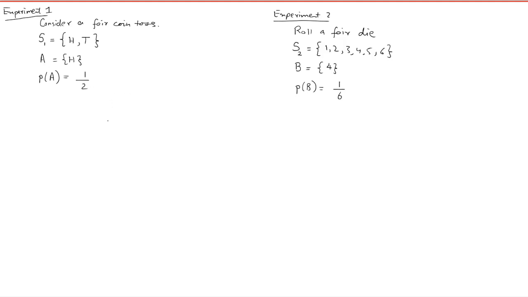Now consider the following event. Consider the event head on coin toss and 4 on die roll. So what's this event? कि आपने कॉइन टॉस किया और कॉइन टॉस करने के बाद हेड आ गया और आपने डाई रोल किया, डाई पे 4 आ गया, 4. ओके.